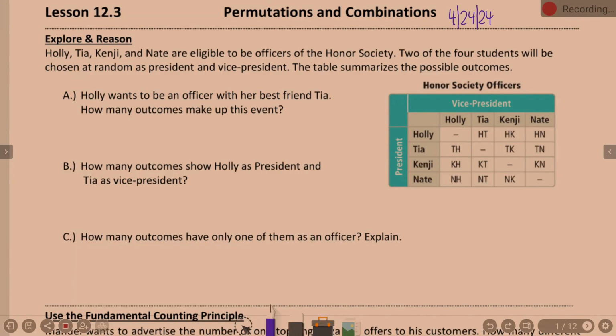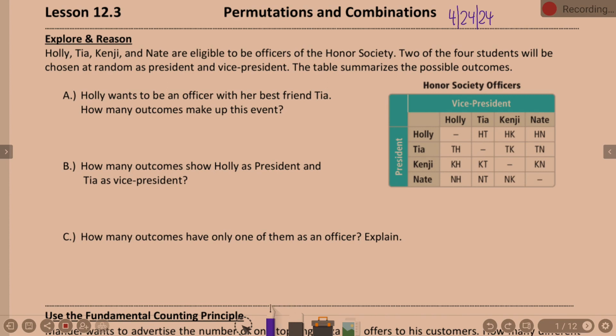12.3 follows up with the idea of probability, but taking us into permutations and combinations. Something you probably talked about in middle school and or Algebra 1. Maybe not. But being able to look at something and see how many different combinations or orderings there are, how many different groupings there are, that type of thing. So I'm going to get us into the right thinking here.